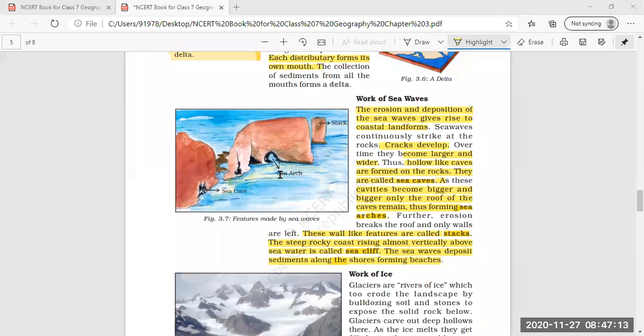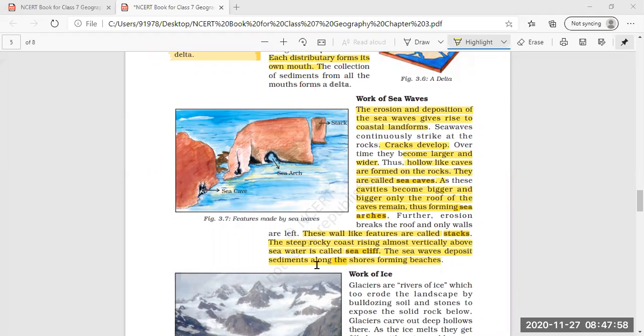Further erosion breaks the roof and only walls remain. Due to more continuous work of the sea waves striking this same rock, the erosion further breaks the rock roof and only walls are left. This type of wall formation is called stacks, and the steep rocky coast rising almost vertically above the seawater is called a sea cliff.